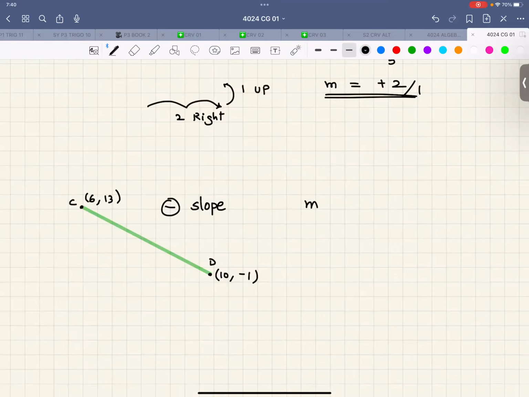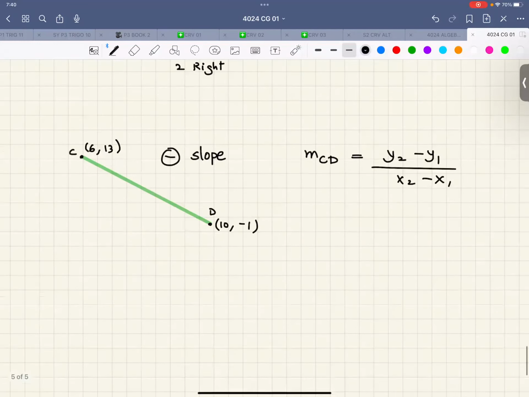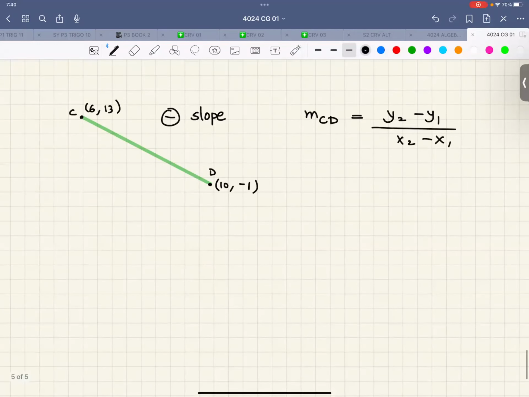So let me calculate the gradient of CD. That's also y2 minus y1 over x2 minus x1. Again, make a habit. Let me just push it on the side.